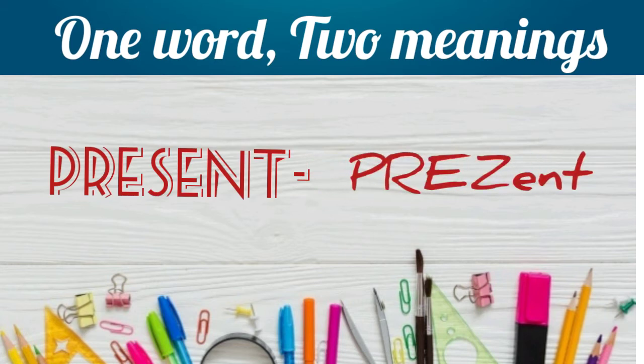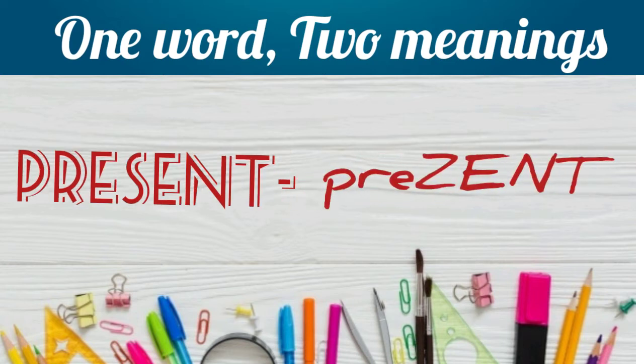Next one is present. It means presence at a particular place. For example, you must be present there. Next is present. We are shifting the stress to the second syllable, right? Present means we are presenting something, a gift that is given on special occasions. For example, you should give a present on her birthday.